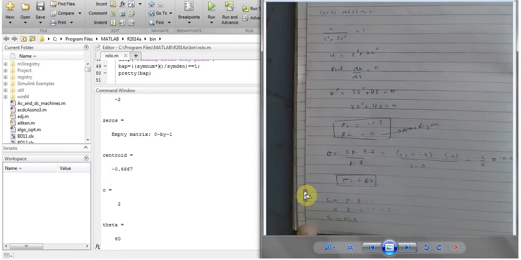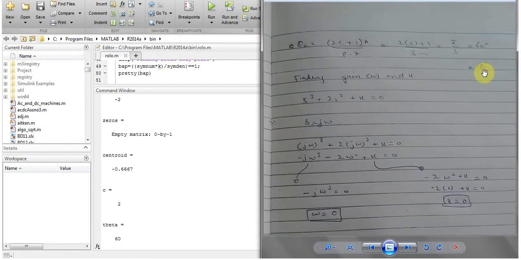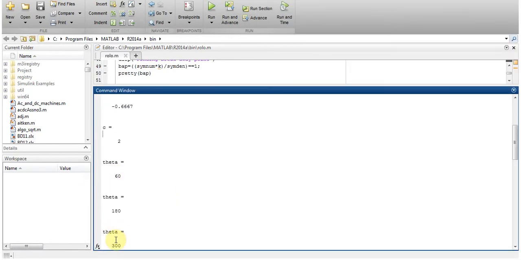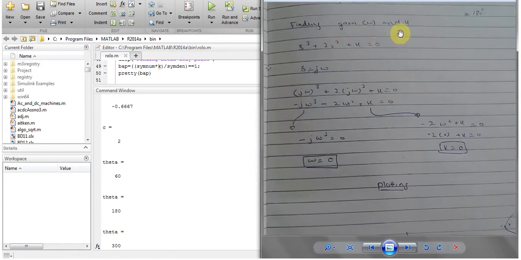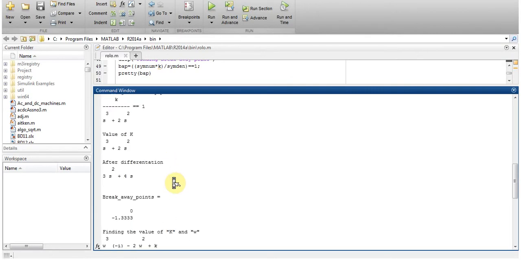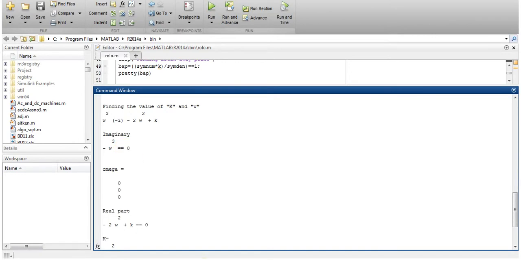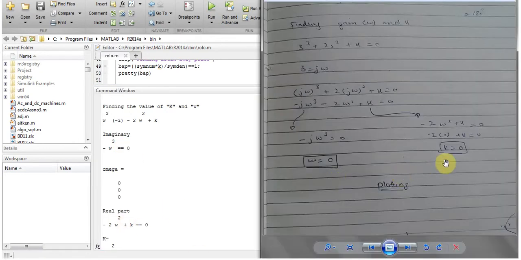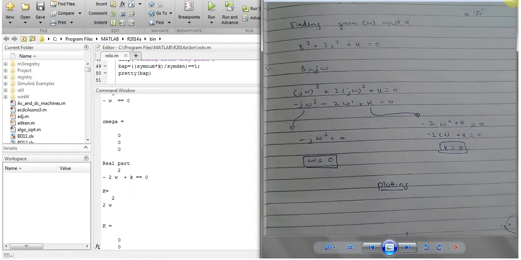And the values of angles, theta. So here we have angles 60 and 180. So there you go, 60, 180 and 300. Yes, and now we will find the value of gain, which is K. So here we have K is equal to S cubed. But you can see everything is solved theoretically. So here we have imaginary part equal to 0 and the real part equal to 2. K is equal to 0 and omega is also equal to 0, as you can see over here. So that's it.